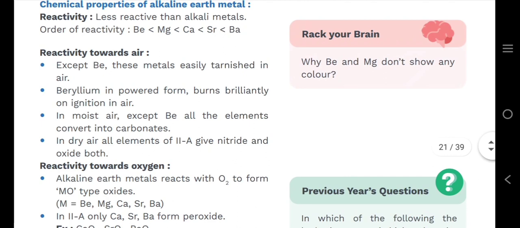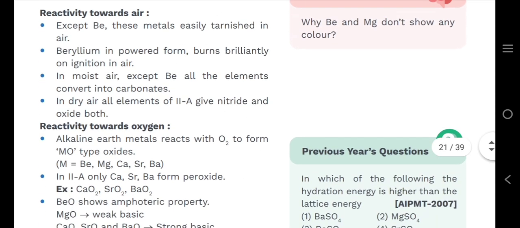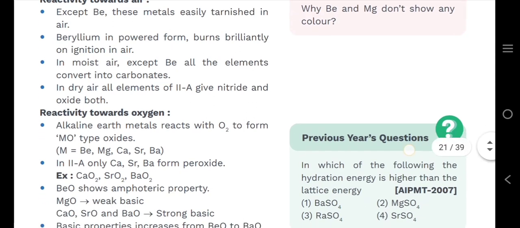Reactivity towards air. Except Be, these metals easily tarnish in air. Beryllium in powdered form burns brilliantly on ignition in air. In moist air, except Be, all the elements are converted into carbonates. In dry air, all elements of the second group give nitrides and oxides both.